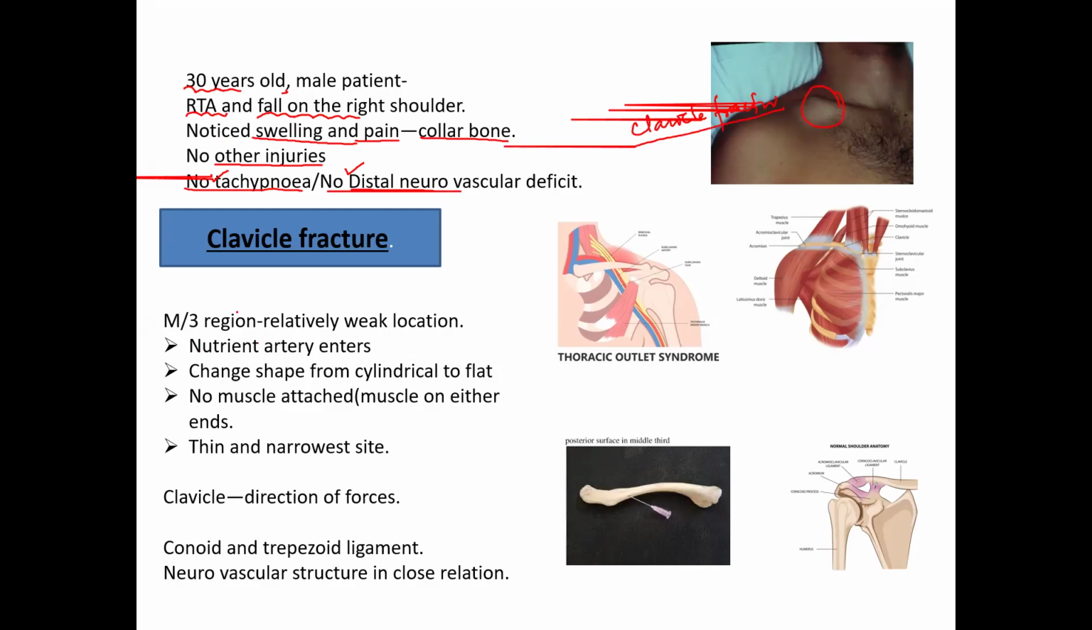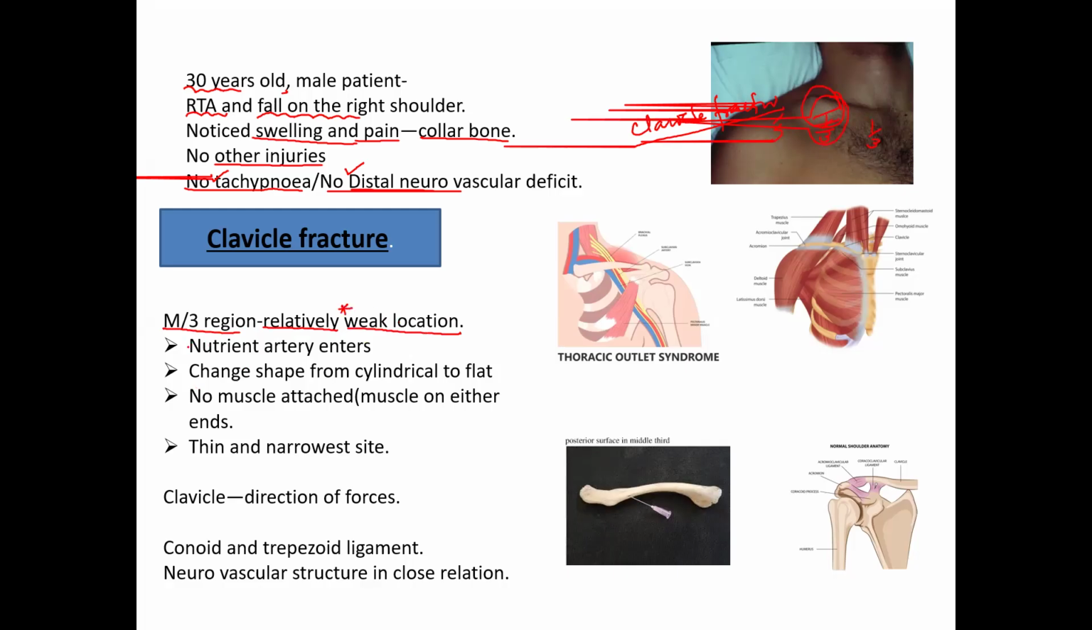Clavicle fracture may occur in the medial one third, middle one third, or lateral one third. But the most common is the middle one third. Middle one third is the most common site for the clavicle fracture. Here, if you see, the middle third region is the most common site because it is relatively weak in strength.